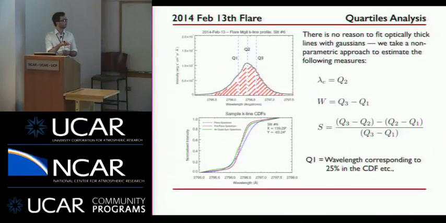So we have the line centroid, from which we can get Doppler motions. We have the interquartile range, which gives us a measure of the width of the line. And we have this measure of skewness or asymmetry, which looks at the spacing between the red wing and the blue wing relative to the line centroid, and we normalize that with interquartile range.